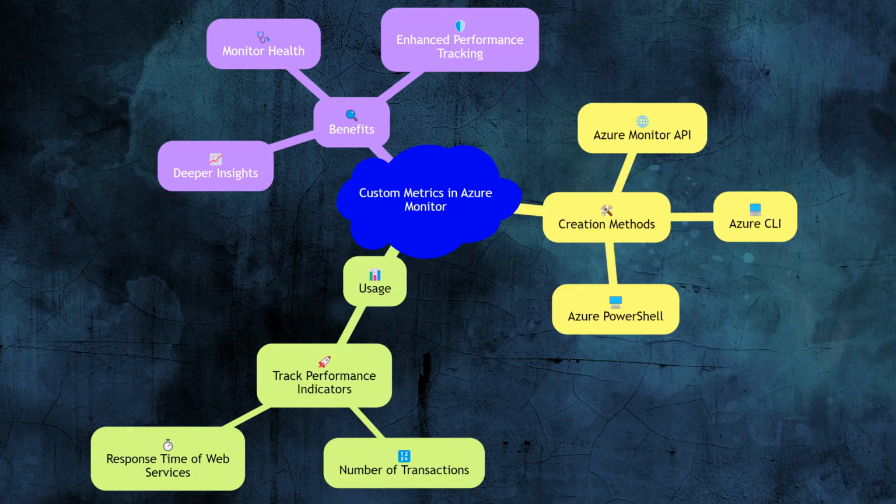Alerts can be configured to notify you when specific metrics exceed predefined thresholds, allowing you to take proactive action. Custom metrics allow you to track specific aspects of your applications or infrastructure that are not covered by the default metrics provided by Azure Monitor. You can create custom metrics using the Azure Monitor API, Azure CLI, or Azure PowerShell. Custom metrics can be used to track application-specific performance indicators, such as the number of transactions processed or the response time of a web service. By creating custom metrics, you can gain deeper insights into the performance and health of your applications and infrastructure.